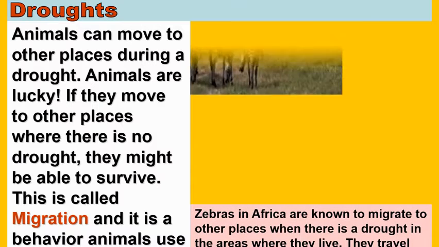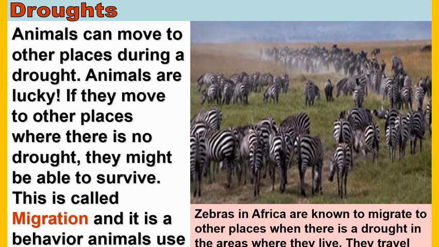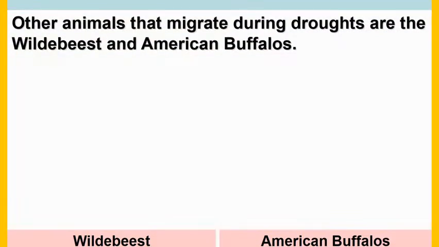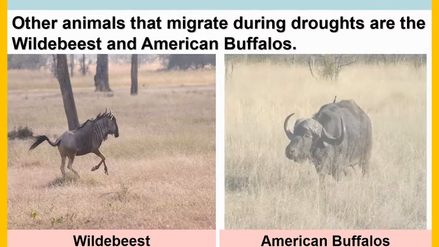Animals can move to other places during a drought. Animals are lucky. If they move to other places where there is no drought, they may be able to survive. This is called migration, and it is a behavior animals use for survival. Zebras in Africa are known to migrate to other places when there is a drought in the areas where they live. They travel many days to find water. Other animals that migrate during droughts are the wildebeest and the American buffaloes.